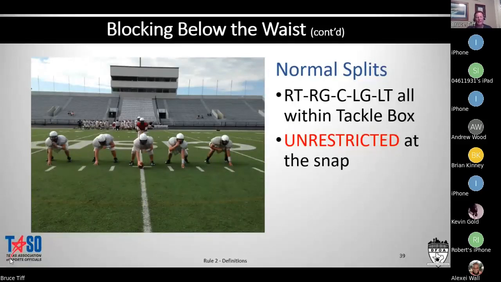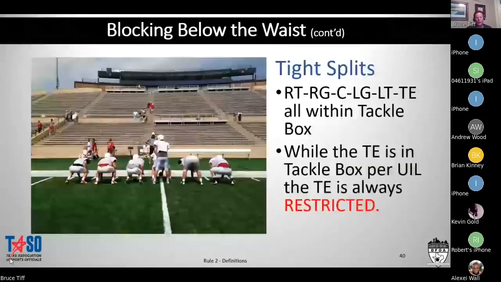Now let's talk about tight splits. You can see now, this is what I was talking about when we throw a tight end in the mix. All of these linemen are certainly within the tackle box, including on the left side, where you have a tight end. But remember, per the UIL, the third lineman is always considered to be restricted. He does not get the ability to block front and side. He's front only. The other 5 players to his right are all unrestricted.